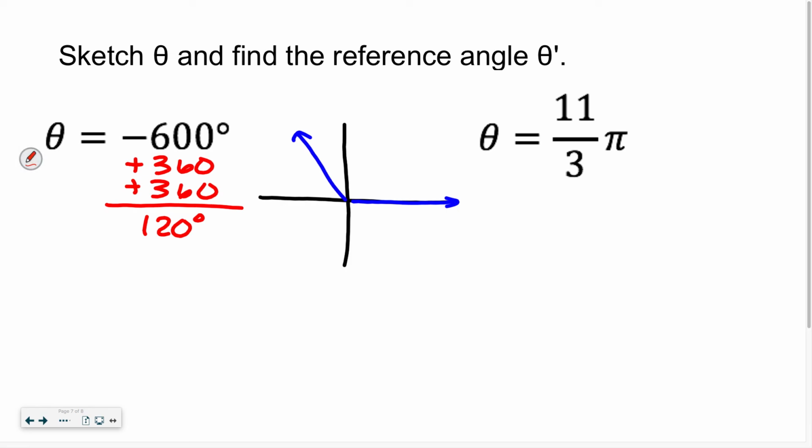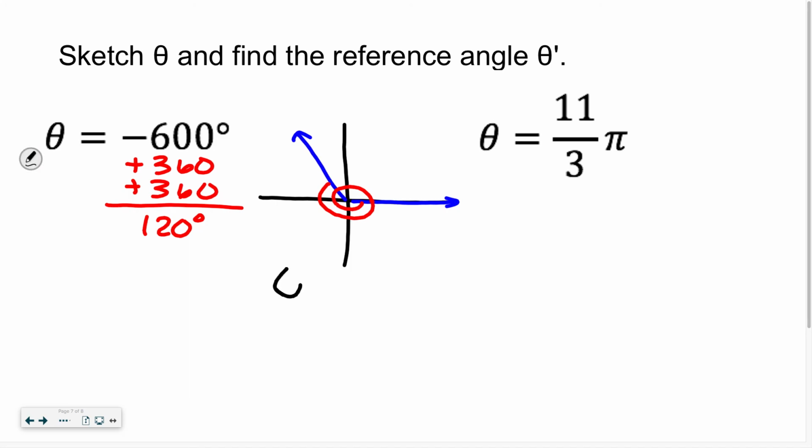The only thing that would be different here is if I'm sketching negative 600, I have to show the direction and the revolutions. So I'm starting at the initial axis, I would go clockwise one revolution, there's negative 360. And then I don't want to go another whole revolution because that would be negative 720. So I must just come up to that terminal side. Okay, so that's sketching the angle negative 600.